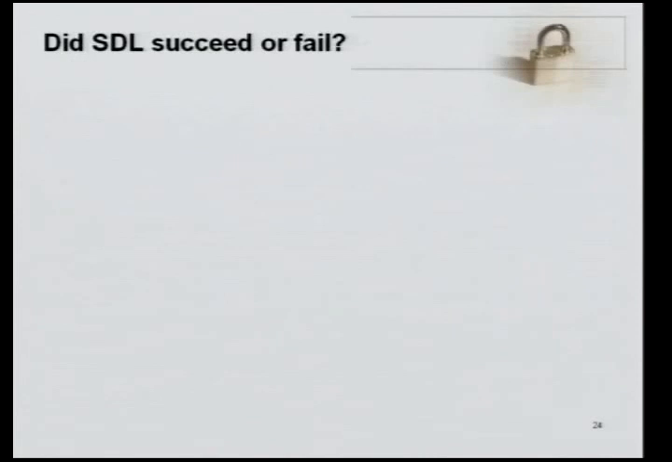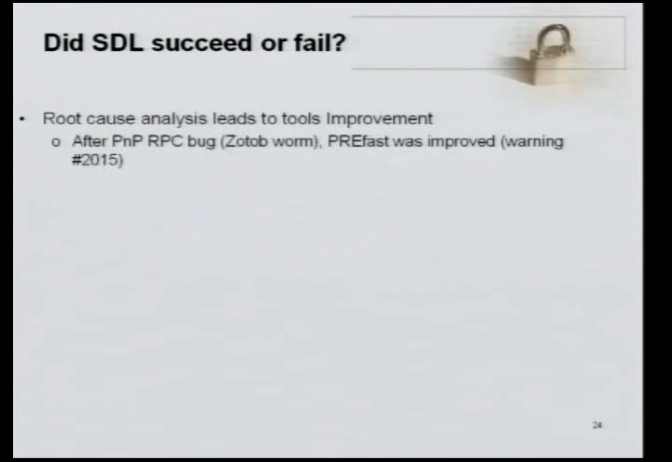So we look at this and we think, well, did SDL really succeed or fail in this case? If you walk backwards a little further, the first thing is the Zotob worm came out, which exploited a vulnerability in the PNP RPC interface. After we looked at the coding construct used behind that vulnerability, we realized our tools didn't find it, so we added that pattern to Prefast, and now it'll emit warning number 2015 when you run that tool on the code base. We changed our process to actually auto-file bugs based on that warning number.